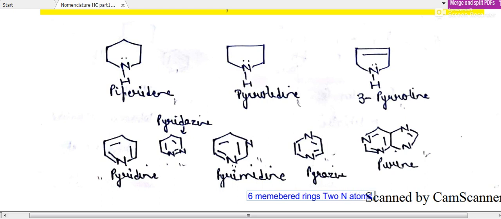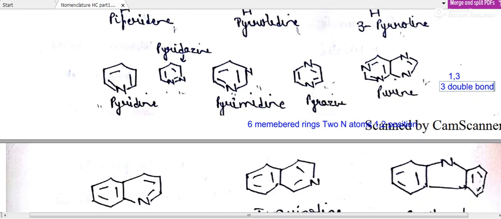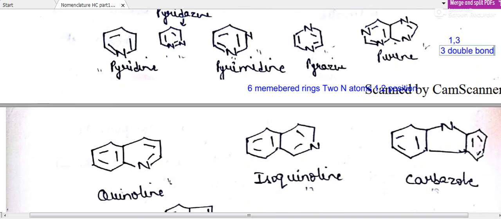Then you have pyrimidine. Pyrimidine is another 6-membered heterocyclic compound in which nitrogen is placed 1 3 with respect to each other, and of course there are 3 double bonds in conjugation like benzene. Then you have pyrazine. Pyrazine is another 6-membered heterocyclic aromatic compound in which nitrogen atoms are present at position 1 4 with respect to each other.